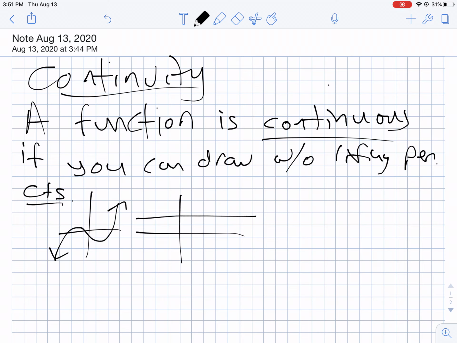Same with a horizontal line. I can draw a horizontal line. And even if I have something with an absolute value, like sharp corners like this W, it's still something that is continuous. I can draw it without lifting my pencil.